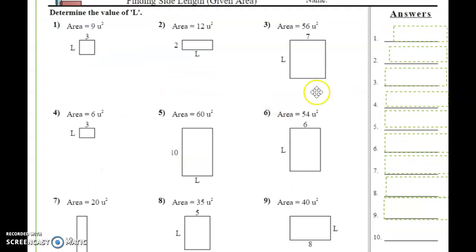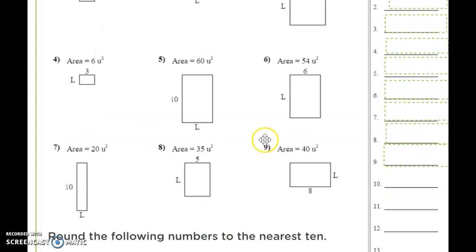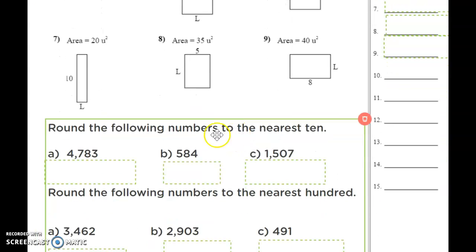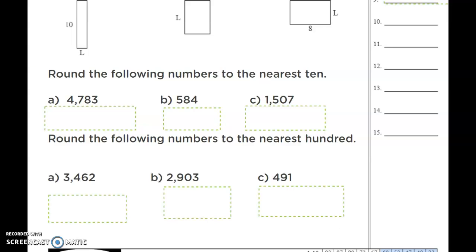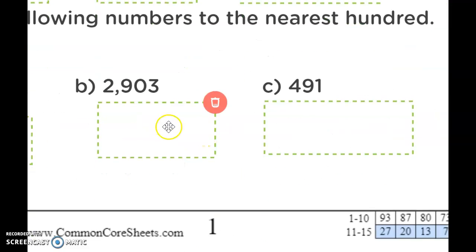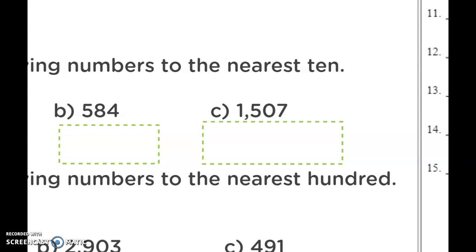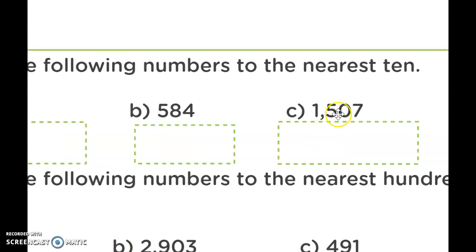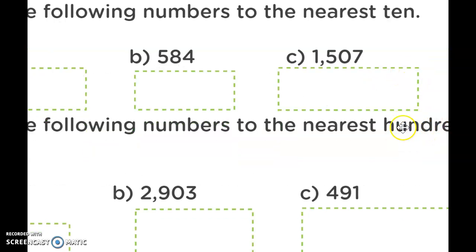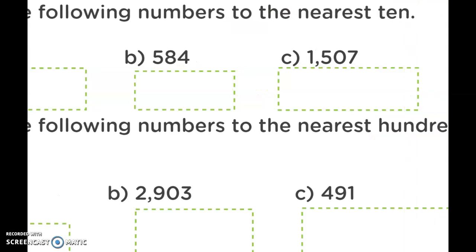For the following problems, you will be finding the missing length, finding the missing side. For the bottom section, you will be rounding the numbers to the nearest 10. When we are rounding, remember that we find the place and look next door. 5 and above, give it a shove. 4 and below, let it go. Make sure you read the directions. The first part, you are finding the nearest 10. The second part, you are finding the nearest 100. I will do the first one with you.